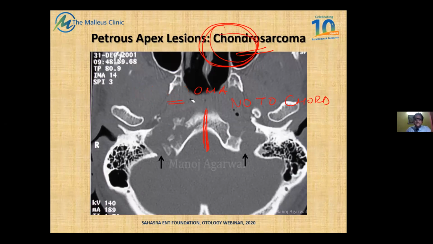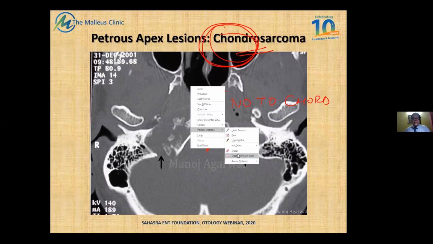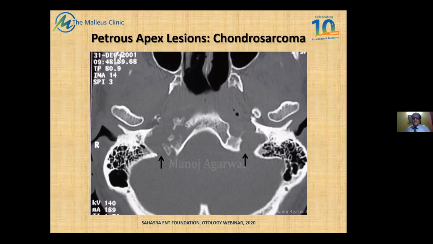So where is that cartilage? That cartilage is at the foramen lacerum. Foramen lacerum, from where the internal carotid artery comes out of the petrous bone and enters into the cavernous sinus. So where is the foramen lacerum? Where is the anterior part of the horizontal internal carotid artery? It's somewhere here. So the foramen lacerum is here.